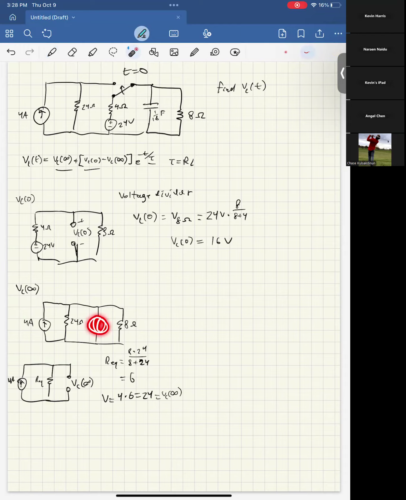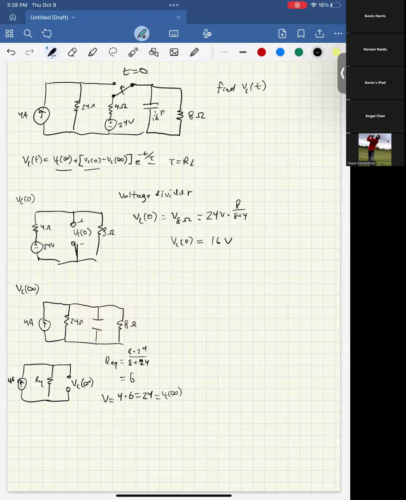Basically, if this capacitor wasn't here at all, this circuit would have this point be 24 volts, right? So as time goes to infinity and this capacitor ends up acting more like an open circuit, that's saying that eventually this capacitor will charge up to 24 volts. That's 4 volts.